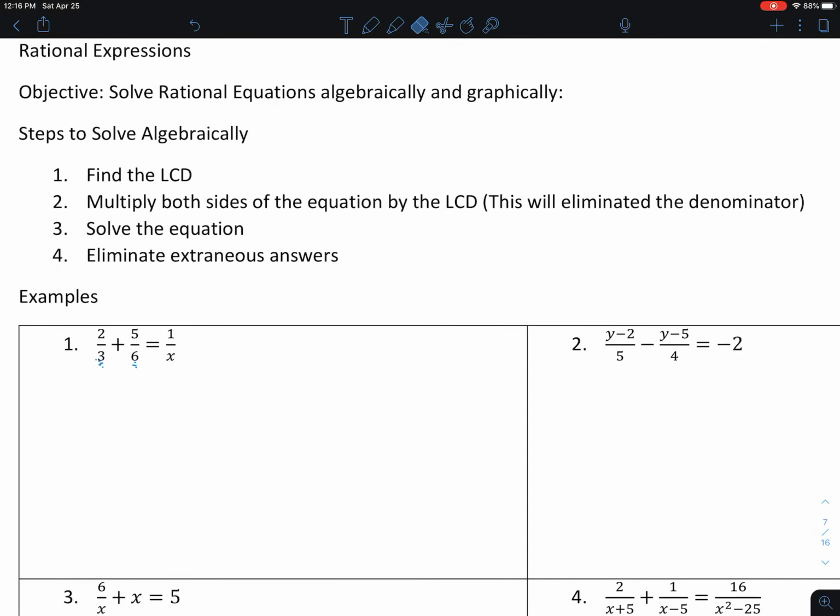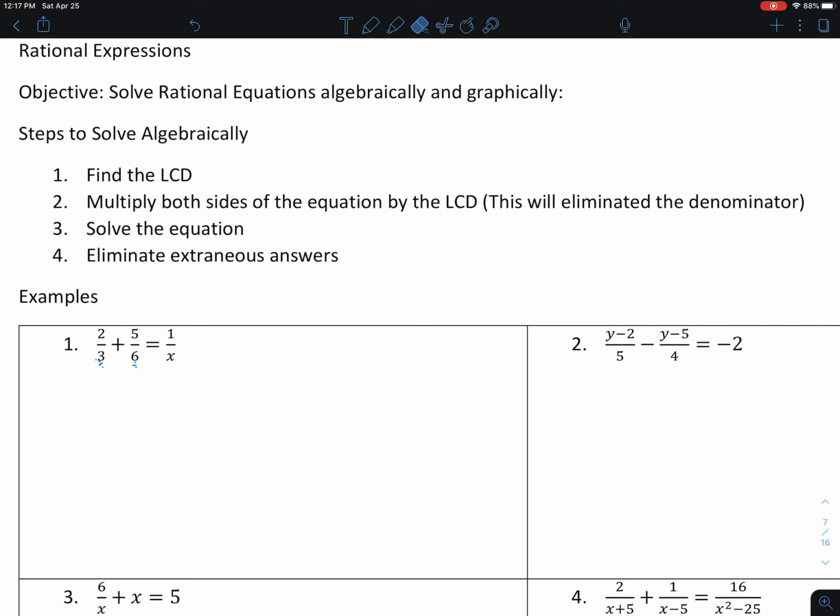Okay, today we're going to look at solving rational equations algebraically, and then tomorrow we will look at solving them graphically. So the first thing that we want to do to solve them algebraically is to find the least common denominator. Then we want to multiply both sides of the equation by the least common denominator. This will eliminate the denominator, so we're left with just a regular equation. And then, if necessary, we will eliminate extraneous answers, which I will talk about later.